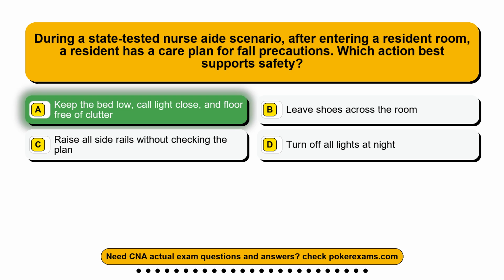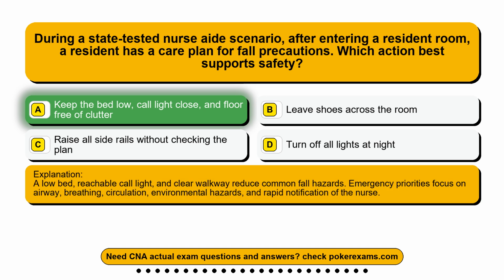The correct answer is option A. Keep the bed low, call light close, and floor free of clutter. A low bed, reachable call light, and clear walkway reduce common fall hazards. Emergency priorities focus on airway, breathing, circulation, environmental hazards, and rapid notification of the nurse.